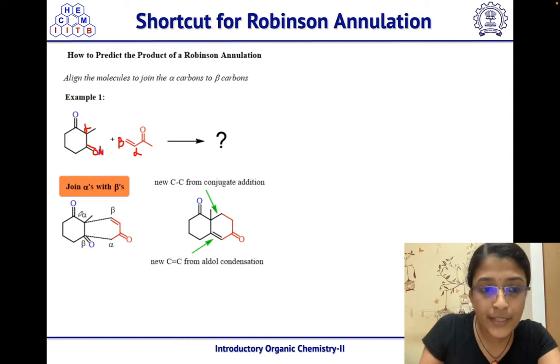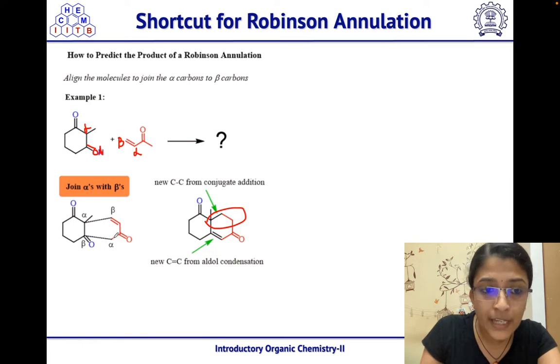With respect to this ketone, this will be the beta position, alpha, beta, and for this ketone, it will have two alpha positions. This is alpha, this is alpha. So this alpha will orient towards this beta. Then we know that these alpha and beta will undergo conjugate addition reaction. So a carbon carbon bond will form and this double bond will disappear, giving a single bond.